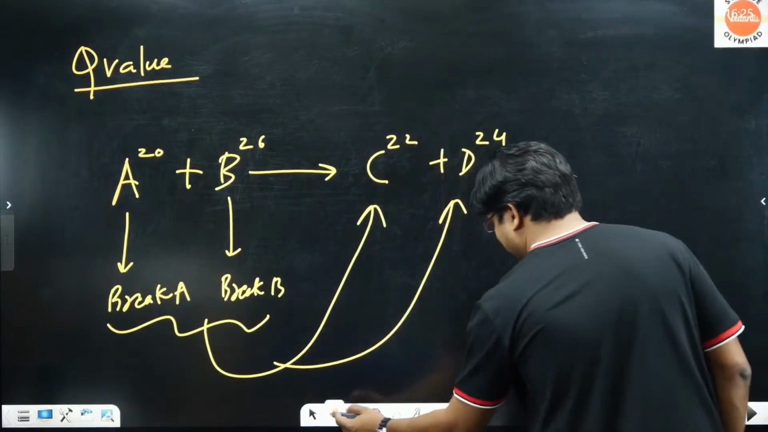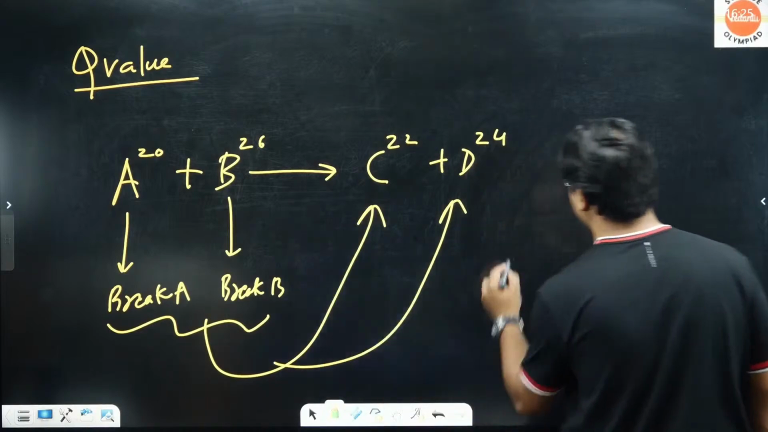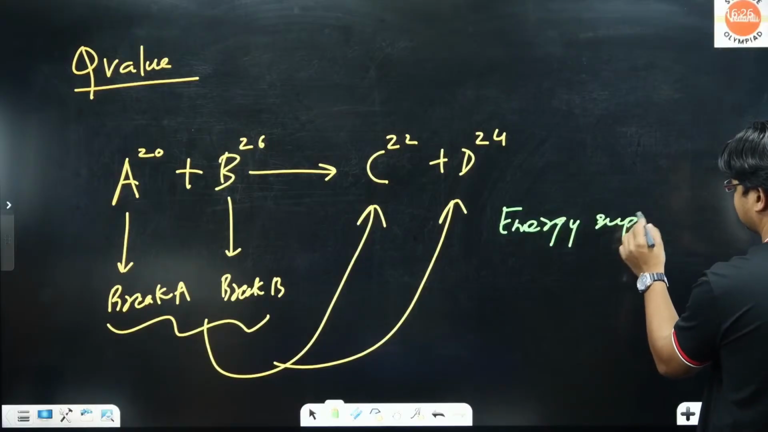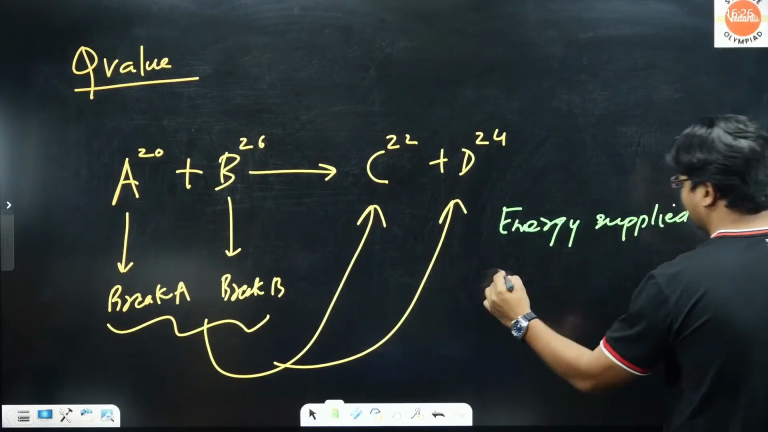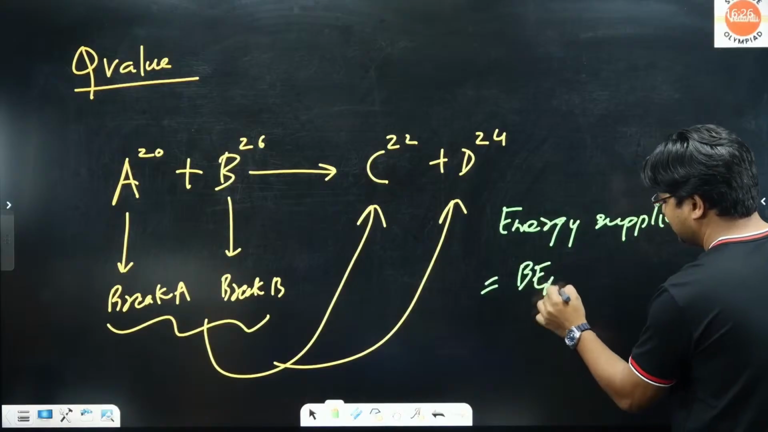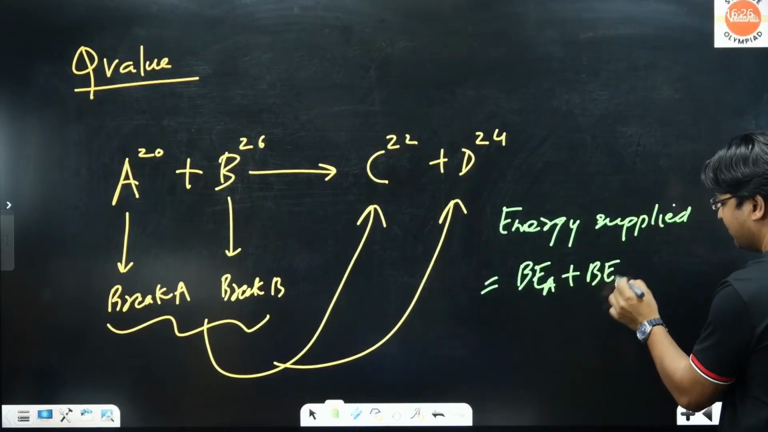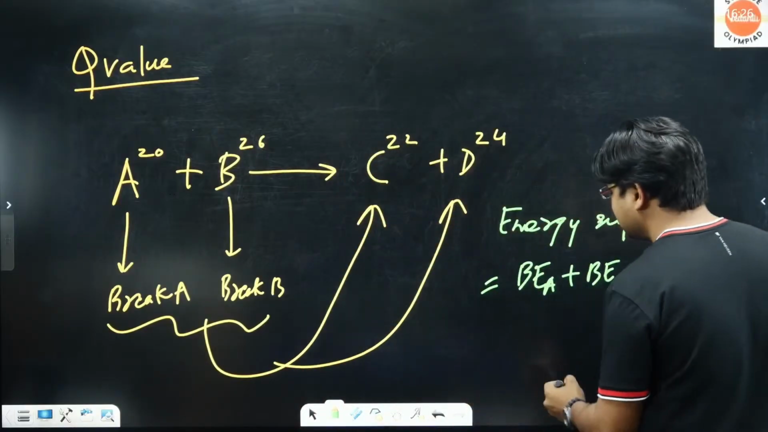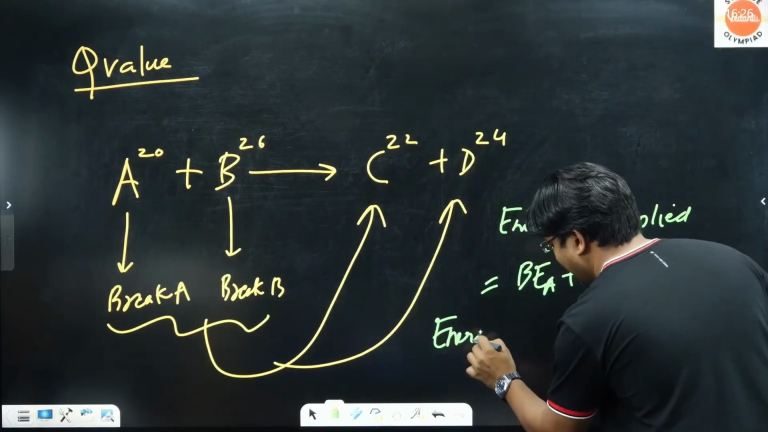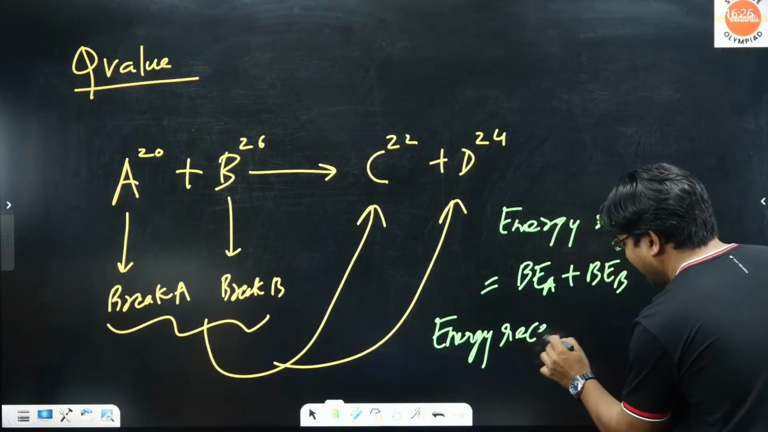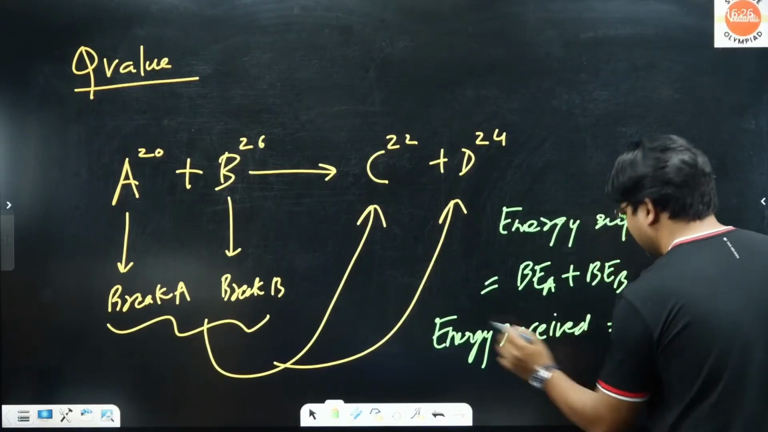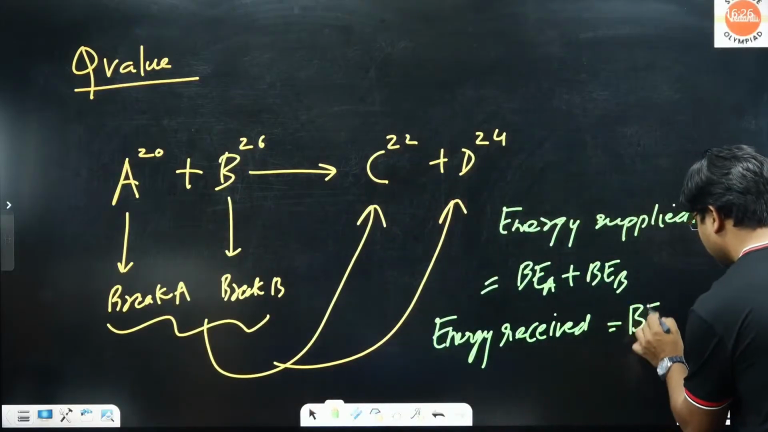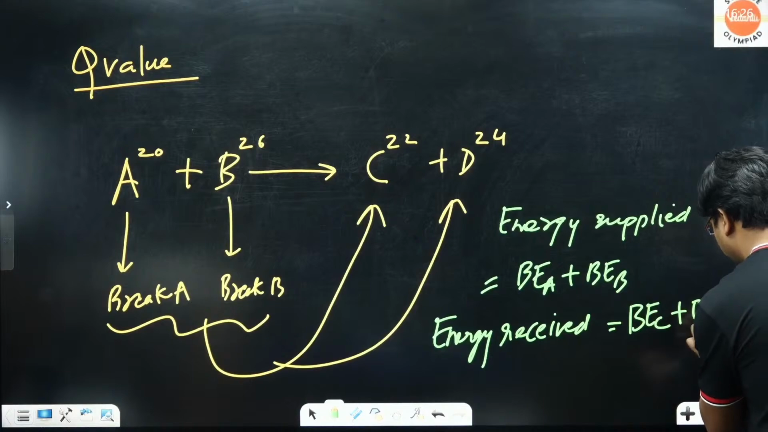The energy supplied would be the binding energy of A, and similarly to break B into the constituent particles, I would be supplying the binding energy of B. Now what is the energy that I received? When I put these particles together, they congregated to form C. So the binding energy of C got released, and similarly the binding energy of D got released.